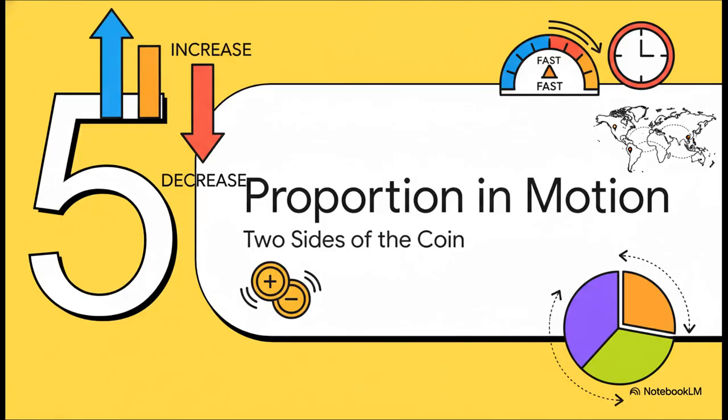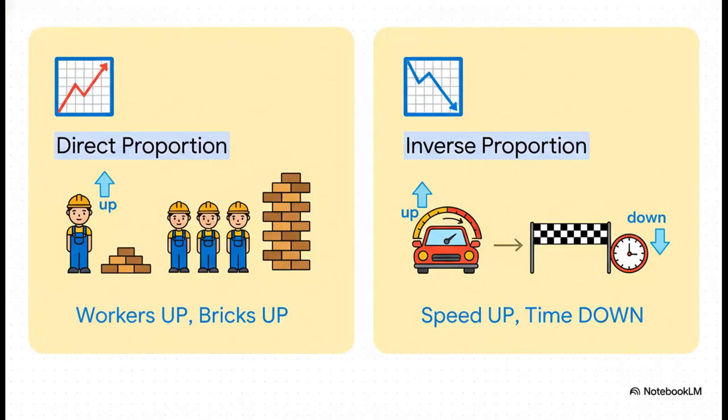Okay, on to our final section, proportion in motion, 2 sides of the same coin. Let's look at how these relationships actually behave when things start to change. There are really 2 main types of proportion, and you genuinely see them in action every single day, probably without even realizing it. Okay, first up is direct proportion. This one's super intuitive. It's when one thing increases, the other thing increases right along with it. A perfect example, the more workers you have on a job, the more bricks they can lay in a day.